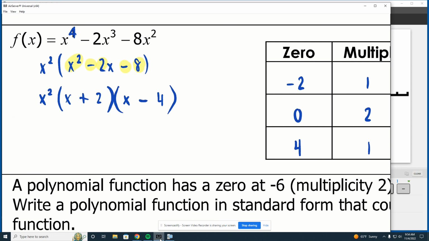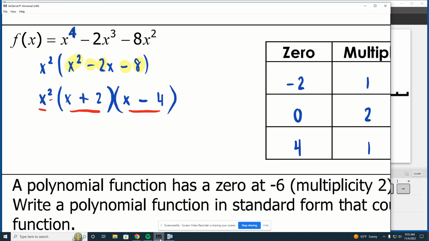If my 0 is -2, what would the factor be that gives me a 0 of -2? Could I work backwards to get that? If my solution is 0, what factor gives me 0? X. It's a multiplicity of 2. That's where the square comes from. Y'all see that? And then what factor would have given me a positive 4? Y'all see how those all match up?